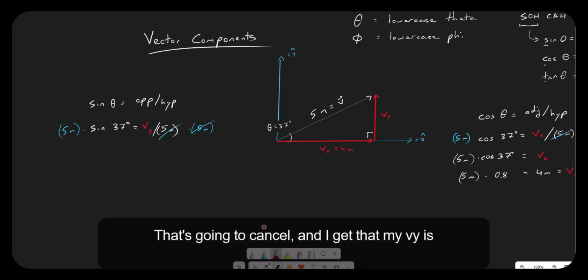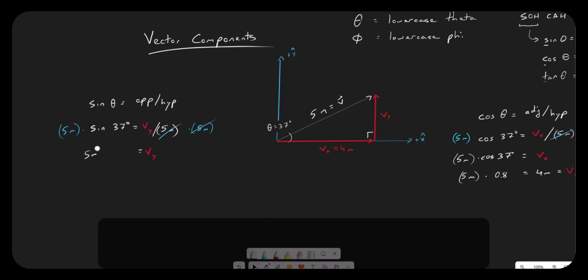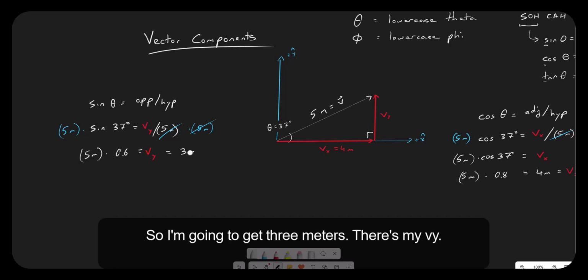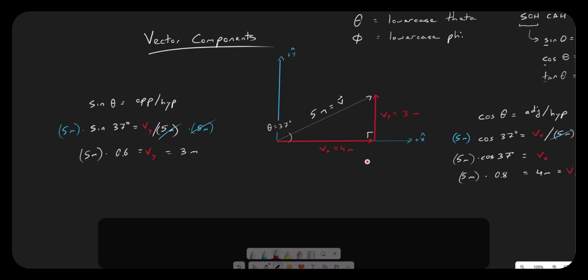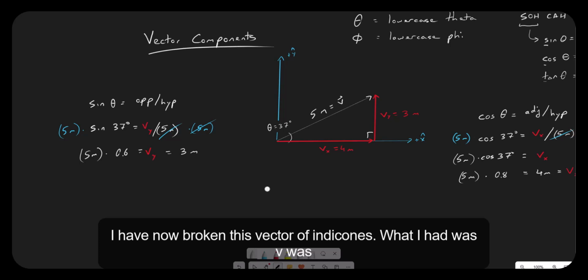That's going to cancel, and I get that my Vy is equal to 5 meters times the sine of 37, which is 0.6. So I'm going to get 3 meters. There's my Vy.